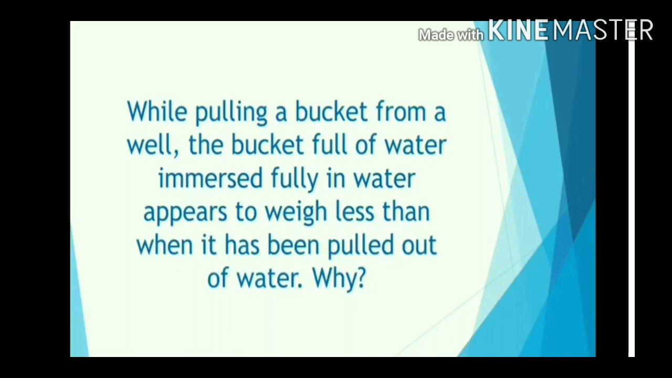Why? Why, students? This happens because when the bucket is in water, it experiences an upthrust in the vertically upward direction. Therefore, we can easily pull it when it is in water. But once it is out, there is no upthrust, and now there is only one force which is pulling it up. This is muscular force.